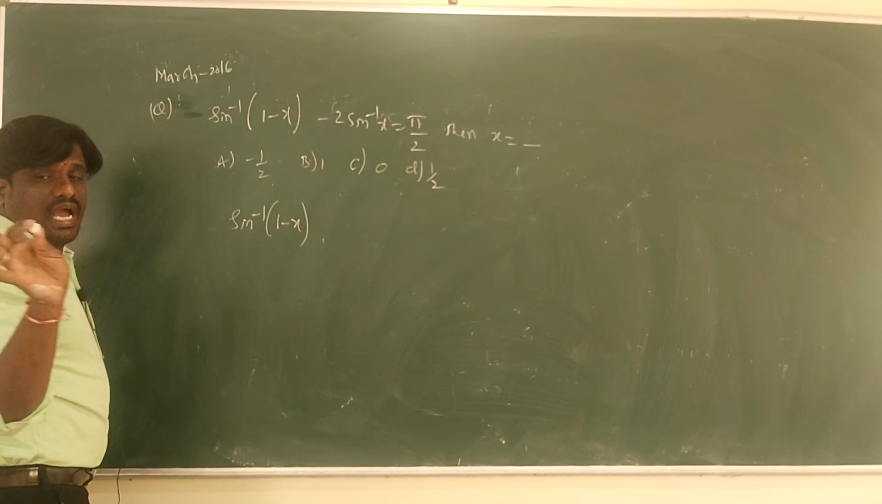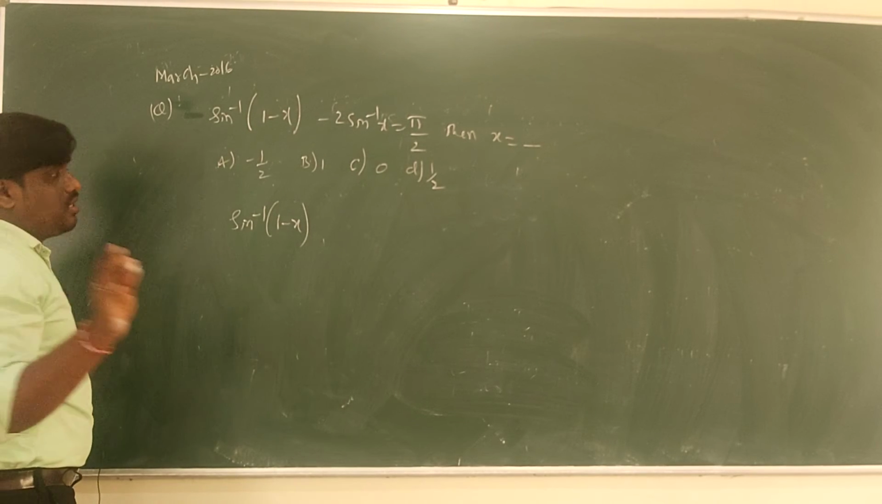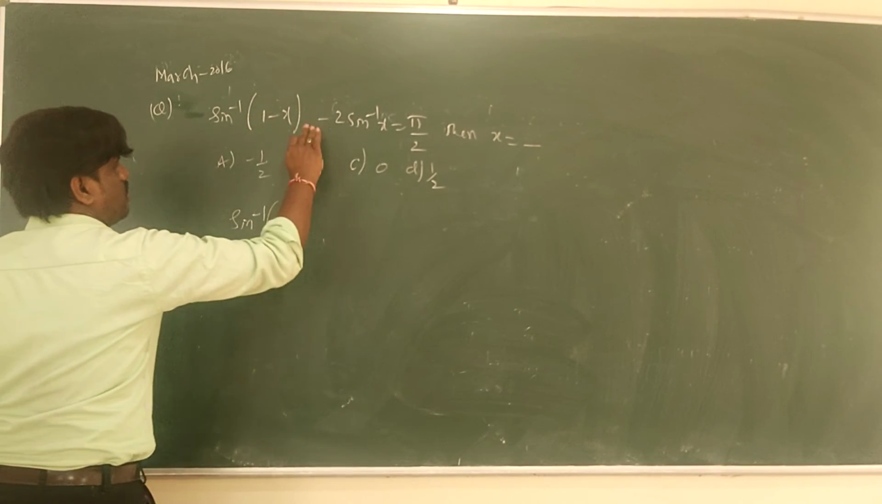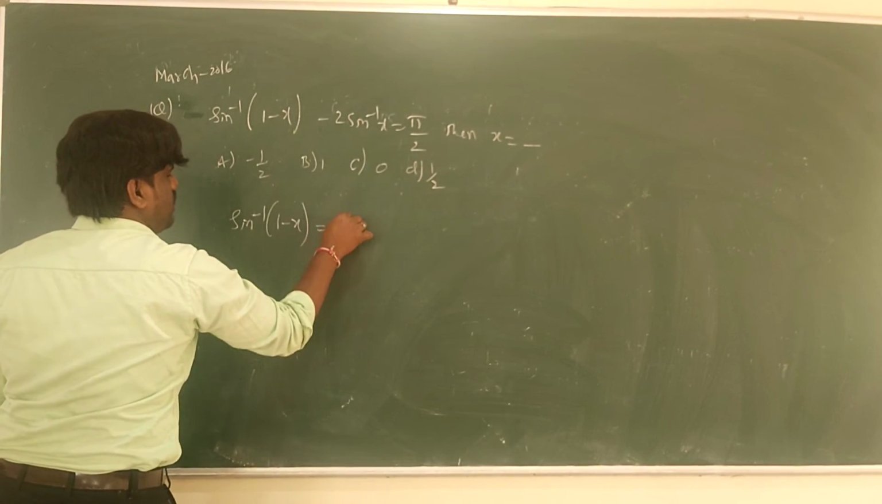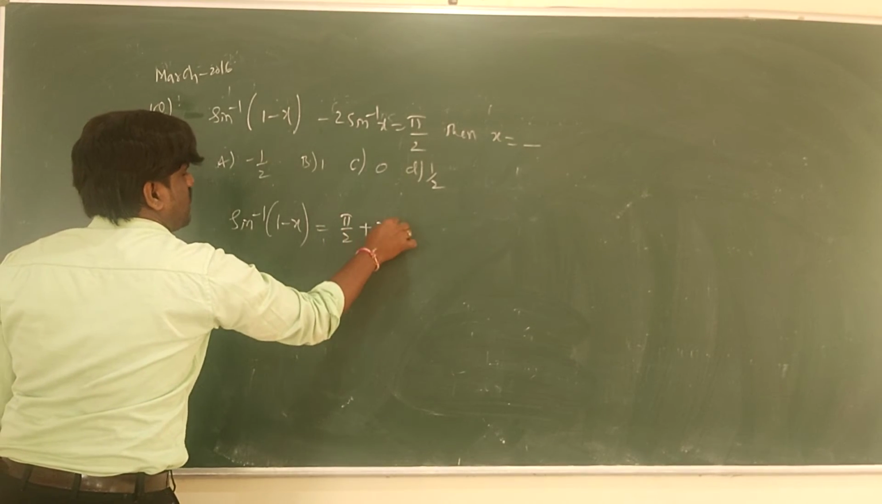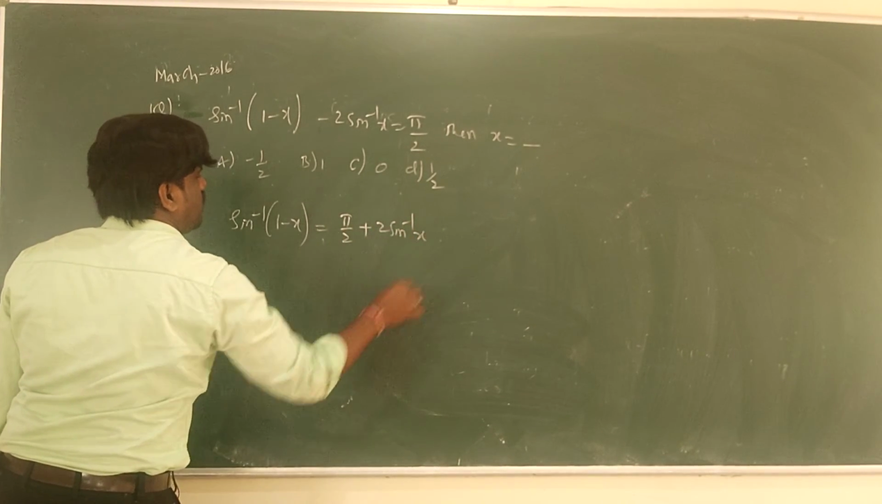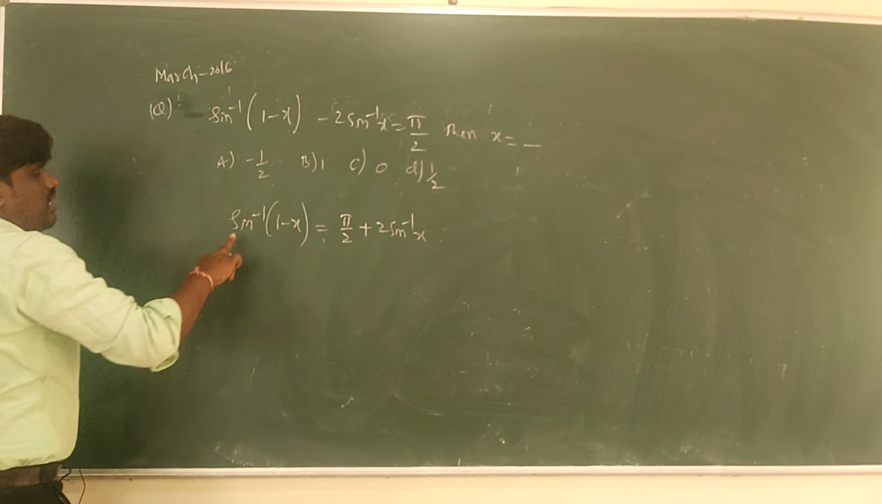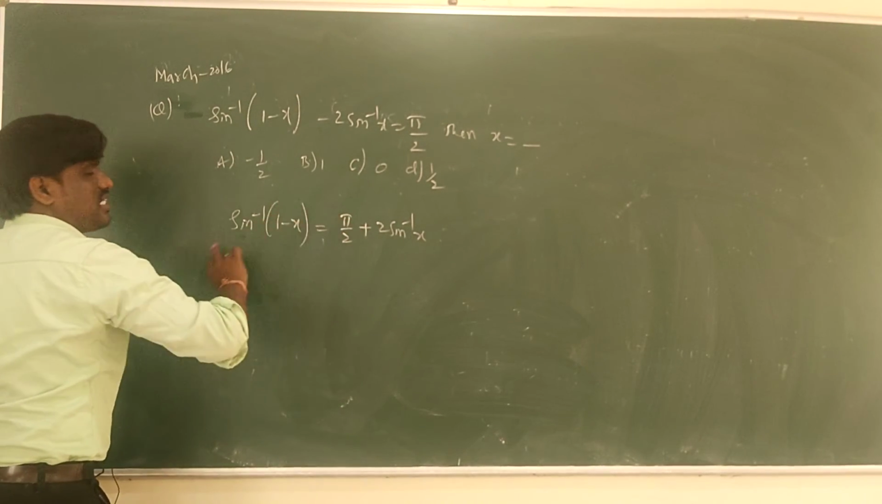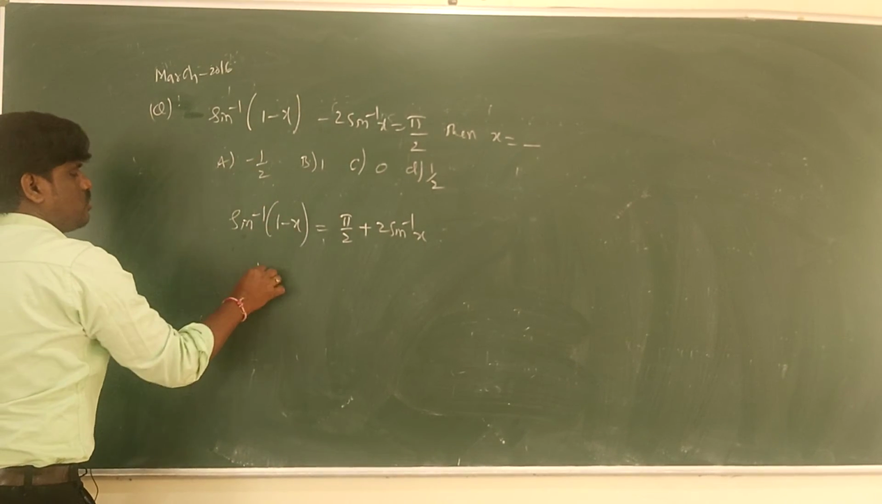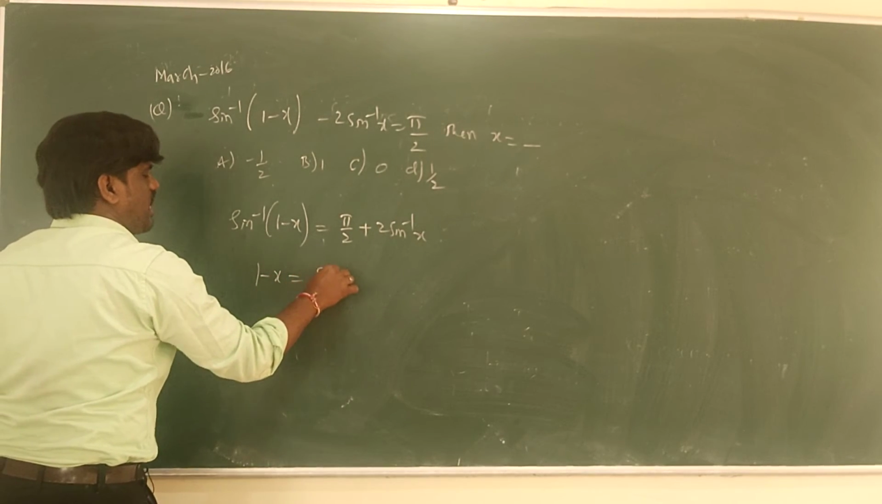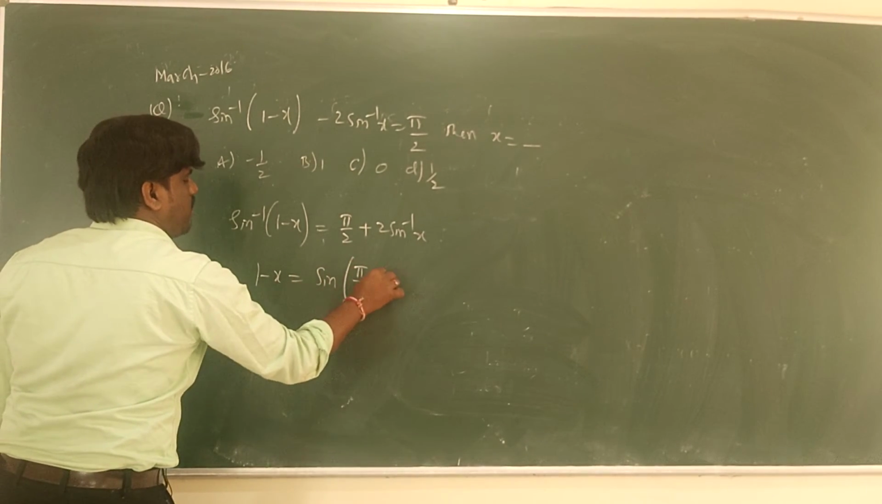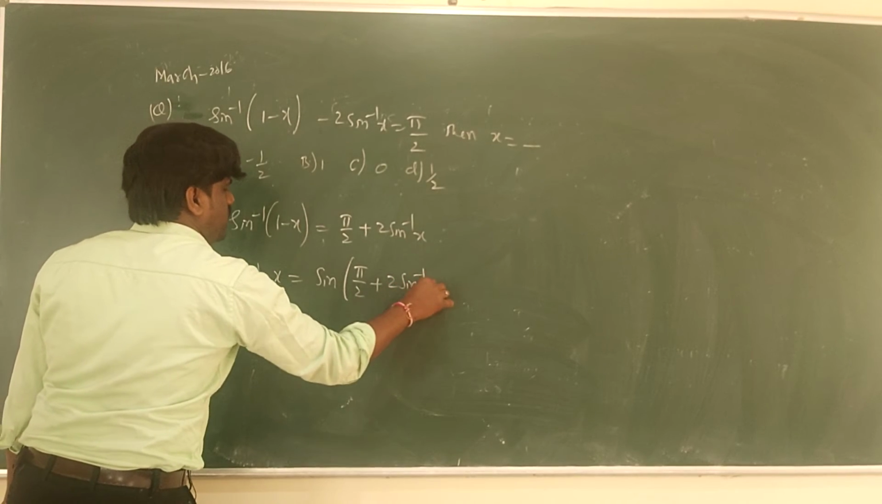Listen to me carefully. Sine inverse 1 minus x is equal to minus 2 sine inverse x, and sending pi by 2 to that side, pi by 2 minus 2 sine inverse x. Sending the sine inverse to that side, it will become sine. So 1 minus x is equal to sine of pi by 2 plus 2 sine inverse x.